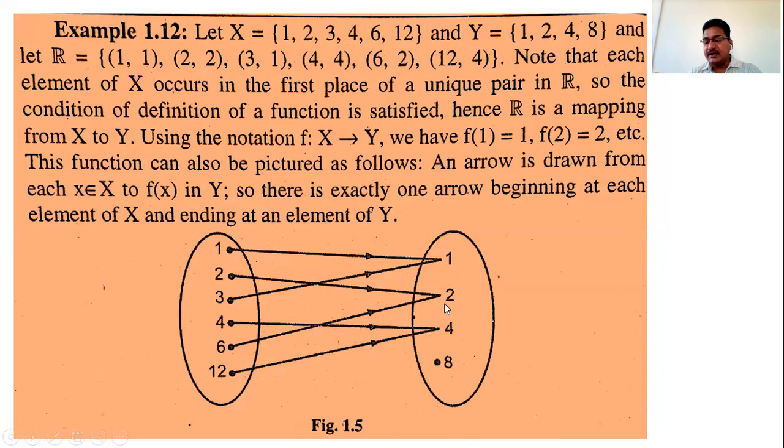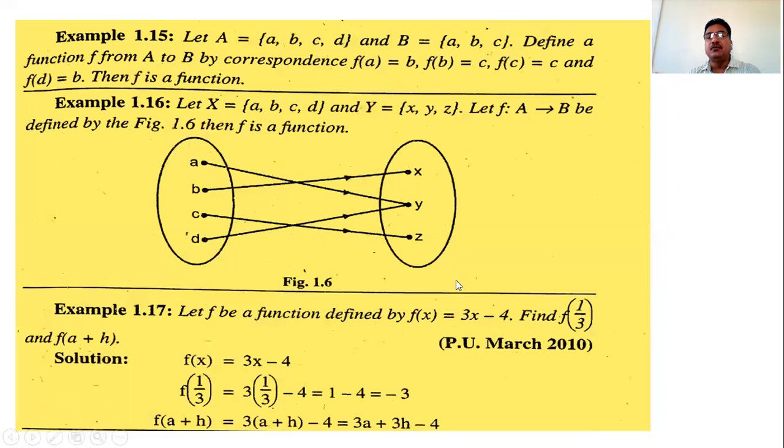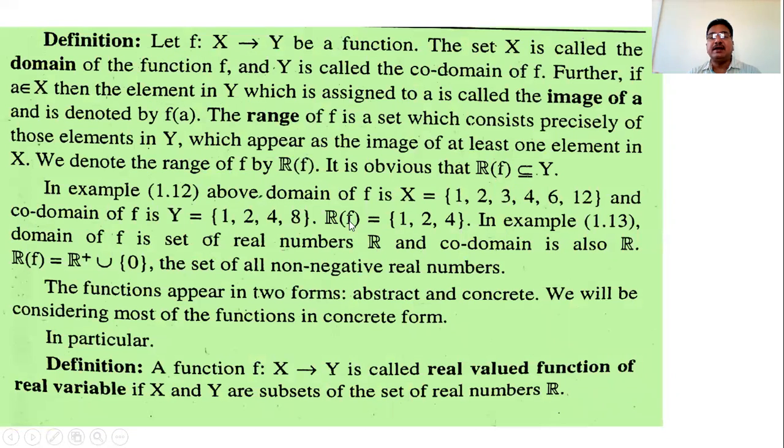Okay, and what is the range here? 1 to 4. The range R(f) is the set 1 to 4, and this is a subset of this codomain Y, obviously, and a proper subset. This R(f) and Y are not equal, therefore this function is not surjective actually.